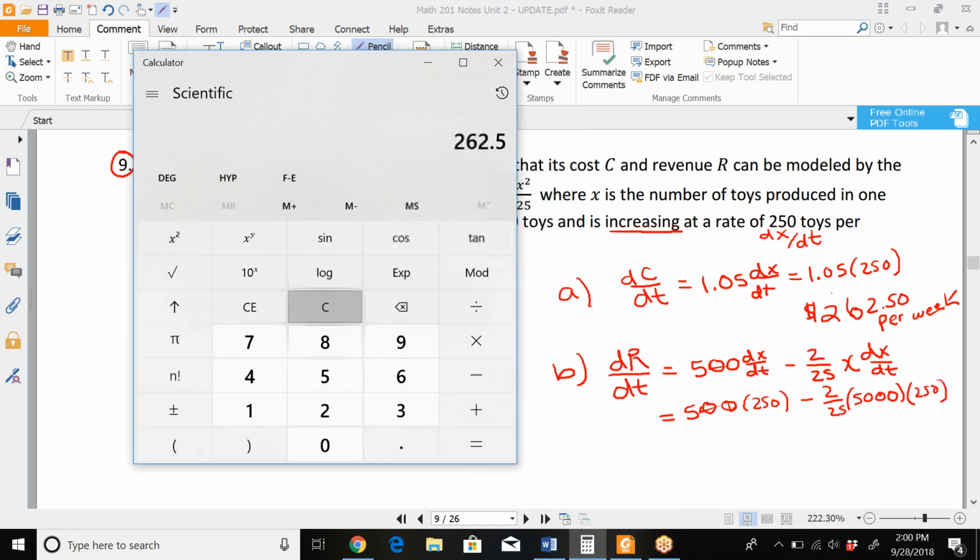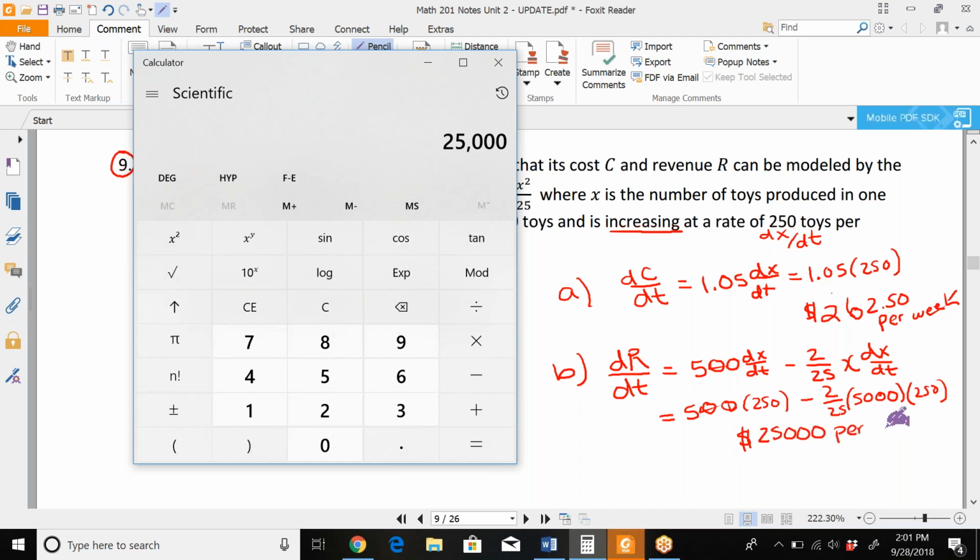Okay, so I'm going to work out that second part first since it's a little nastier. So 5,000 times 2 divided by 25 times the 250. So I'm just multiplying those three pieces together, and then I need to make it negative. And then add that to the 500 times 250. Now this is going to be a lot because this is their revenue. So it's 125,000 minus 100,000. So that's 25,000 per week. That's how much revenue change they're seeing.